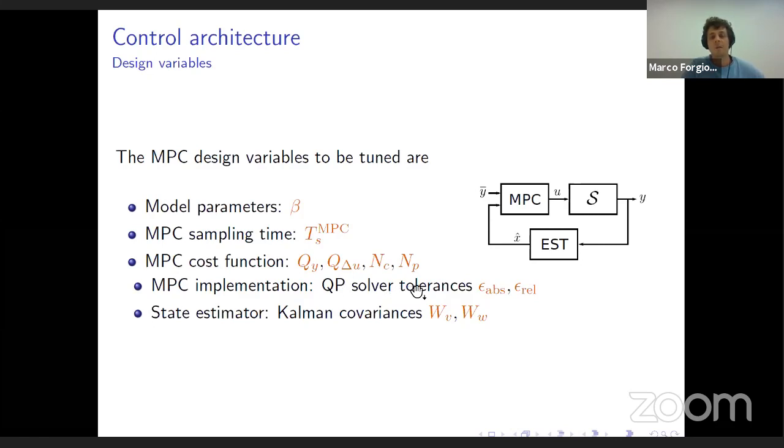We are using a quadratic programming solver, and we are setting the solver absolute and relative accuracy as parameters. And this can have an interesting role, because if we lower the tolerances, we may be able to compute the solution faster, and then close the loop at a higher frequency. On the other hand, the quality of the solution may decrease. So this can have an impact on the performance, and there is an interesting trade-off going on here. And then finally, we have a state estimator. We have a standard Kalman filter, but its covariances are also tuning variables.